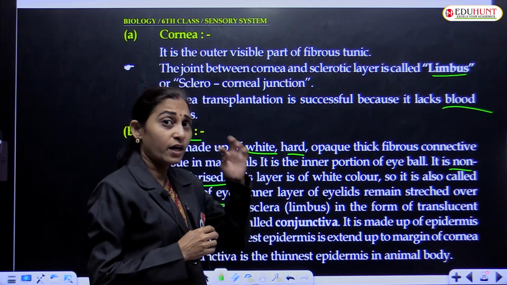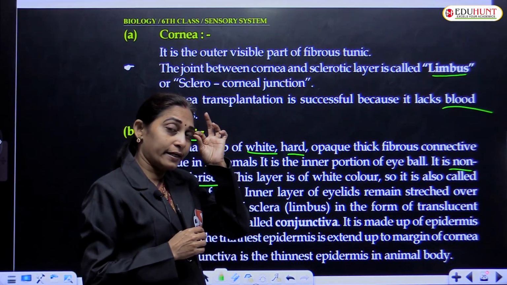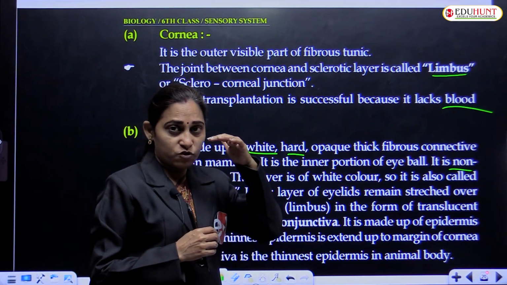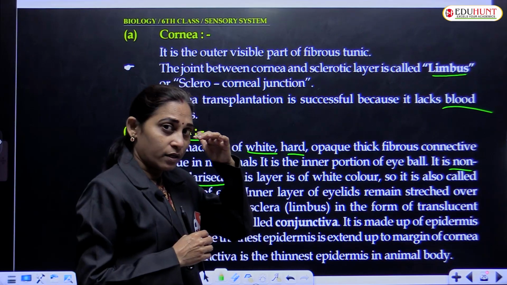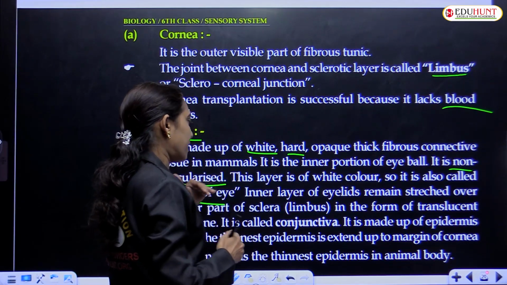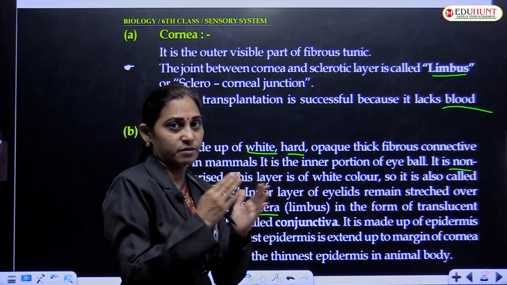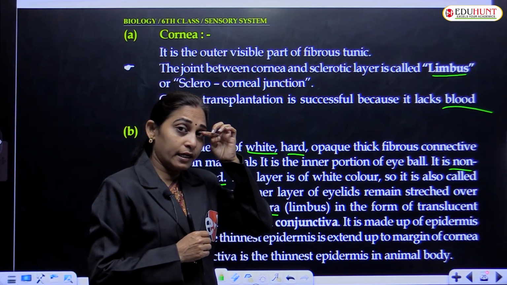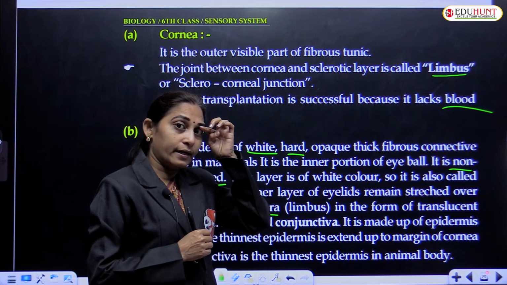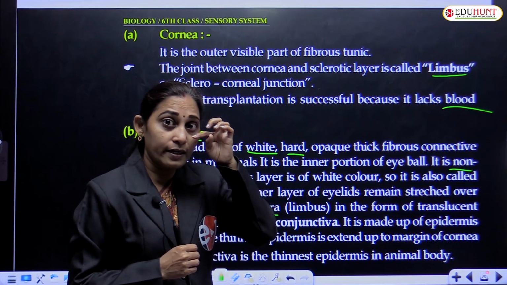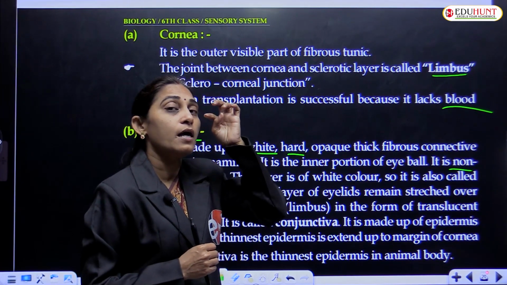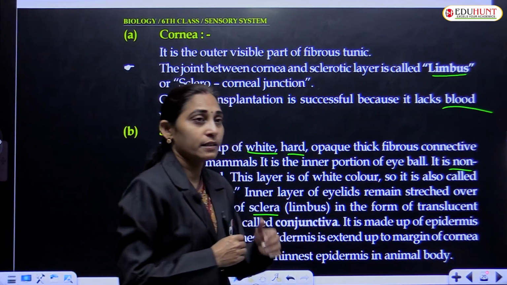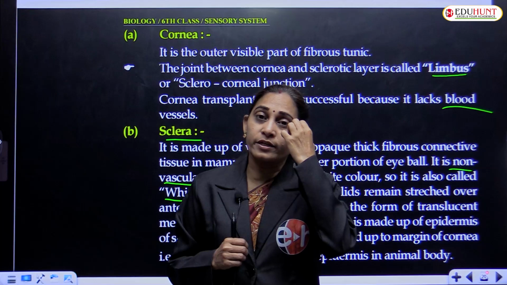Inner layer of the eyelids. Inside, the inner layer of the eyelid stretches over the cornea and sclera, like the limbus, the junction between these two. That is the limbus. The inner layer of the eyelid extends over the limbus in the form of a translucent membrane.